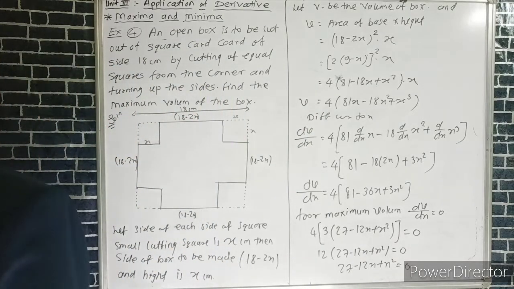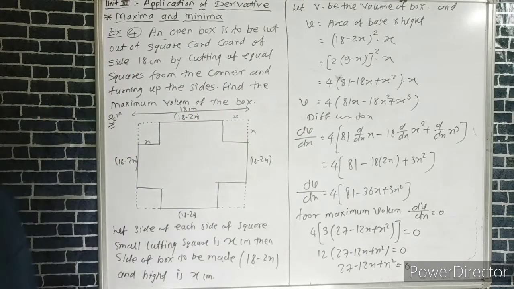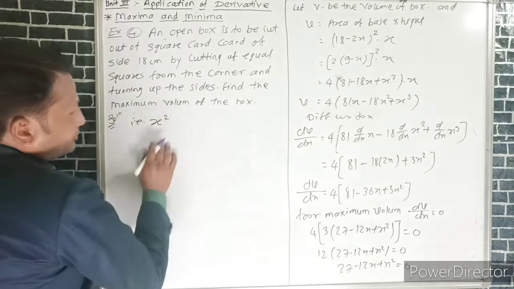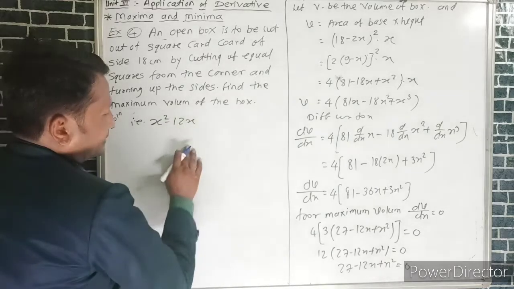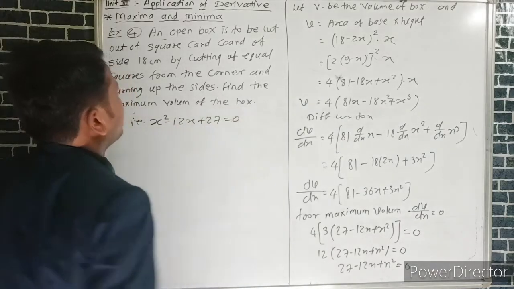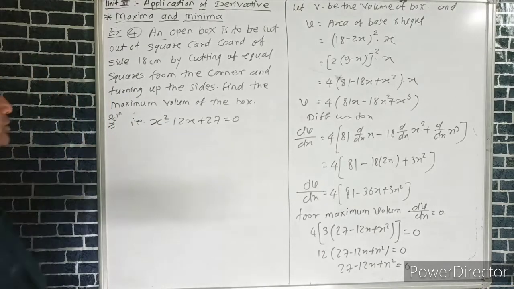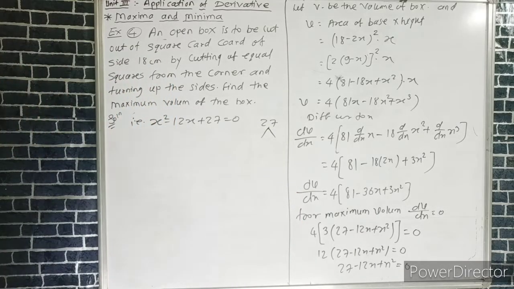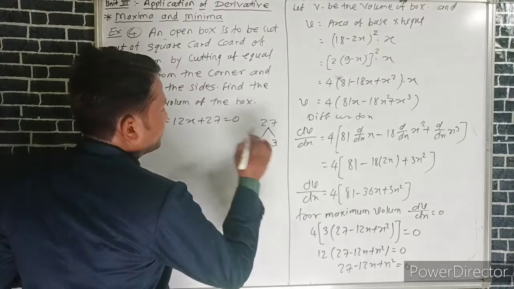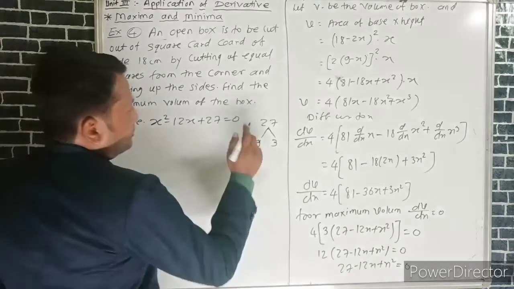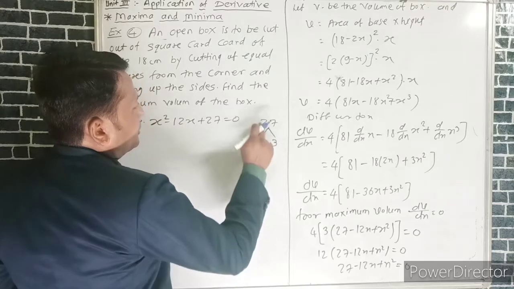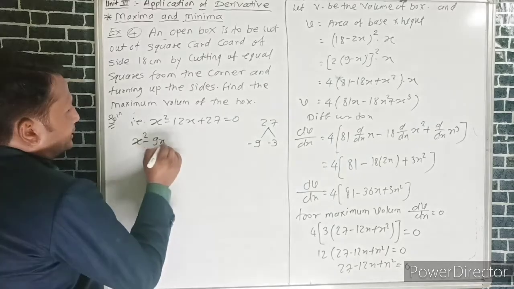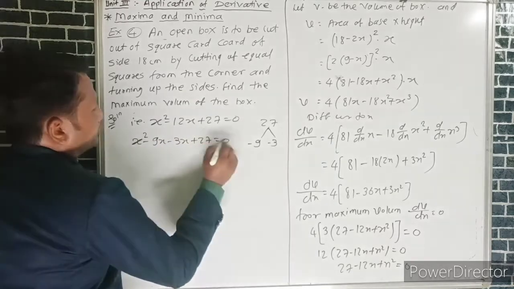From the above equation, we have to find the value of x. So again, we can write x square minus 12x plus 27 is equal to 0. If we factorize this 27, the factors of 27 are 9 into 3. Minus 9 and minus 3 add up to minus 12, so we can write x square minus 9x minus 3x plus 27 is equal to 0.